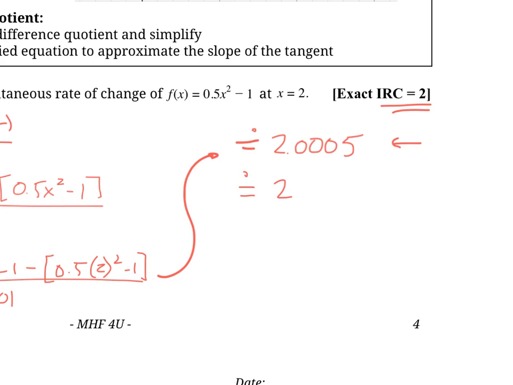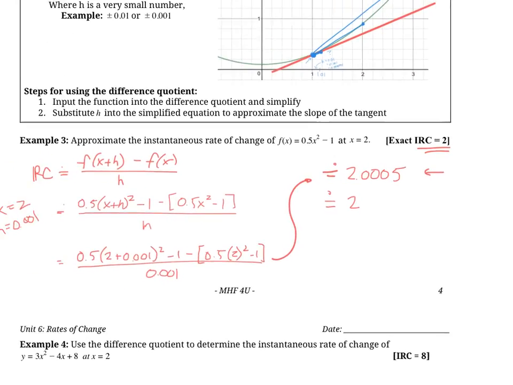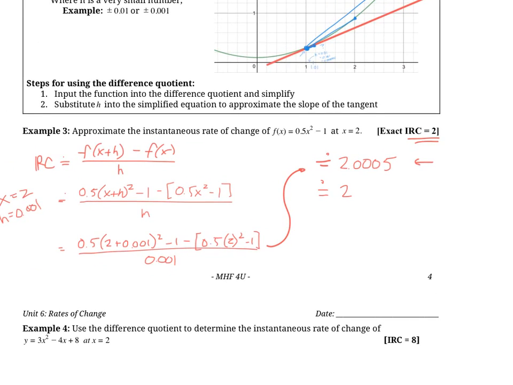So you see, you don't need to plug in an h value that's that small. 0.001 will mostly work unless you're already dealing with very, very small numbers, in which case you should use an even smaller number for h. So that's the process. Let's apply it to a few more questions.